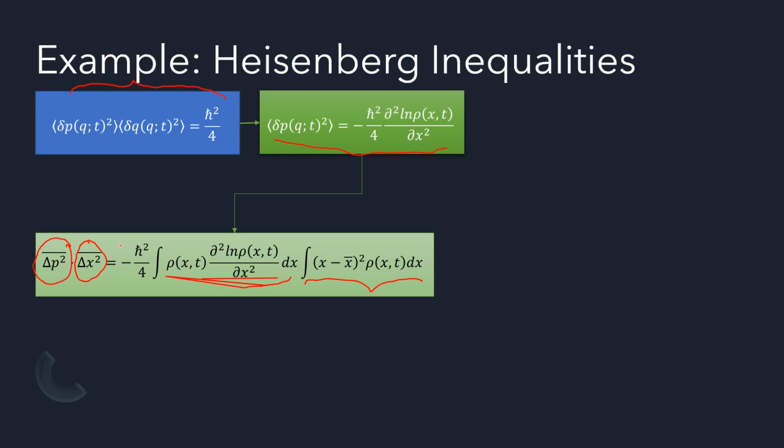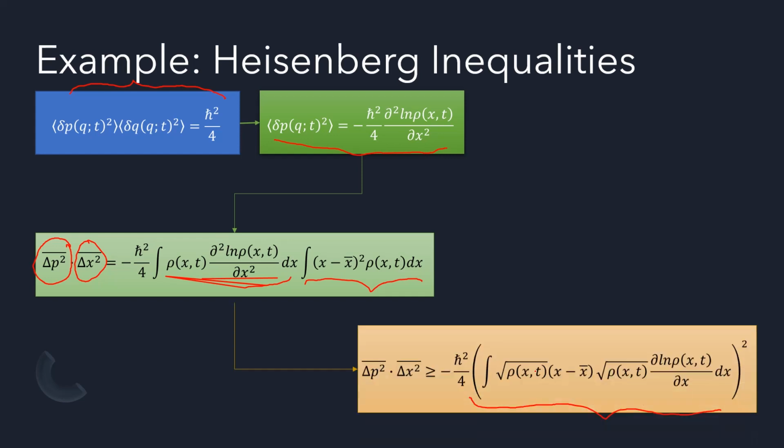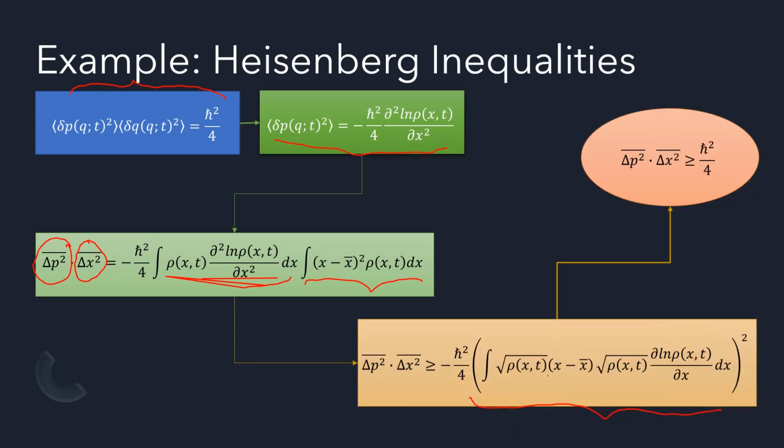We can use a triangular inequality to pass from this product of integrals to one integral squared. And if we do that, it's easy to show that this result gives us the Heisenberg inequality in the usual form. Of course, we are squared here. We can just take the square root, and this will give the usual Heisenberg relation.